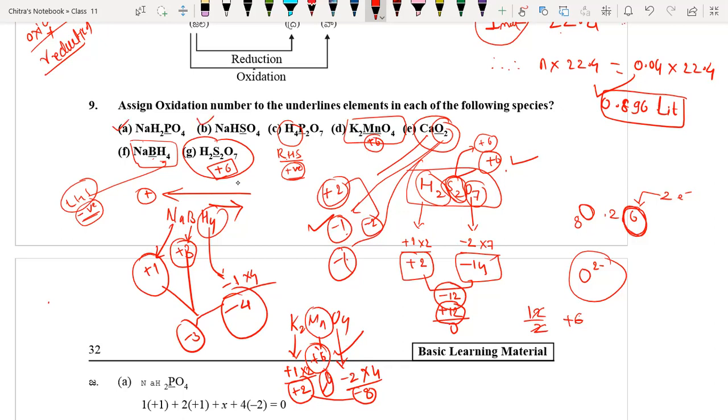Like this you can assign charge for NaH2PO4 and also NaHSO4. So just solve and let me know. Calculate the oxidation state of phosphorus here, sulfur over here, and phosphorus over here. I'm waiting for your response. What is the charge on phosphorus? Tell me here for sulfur and here for phosphorus.